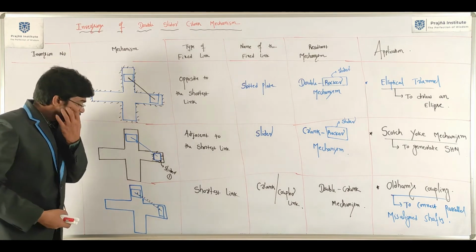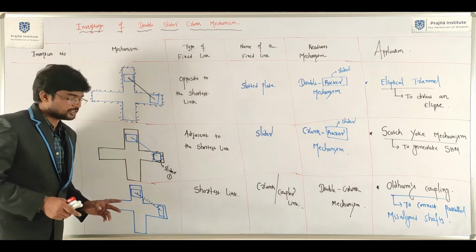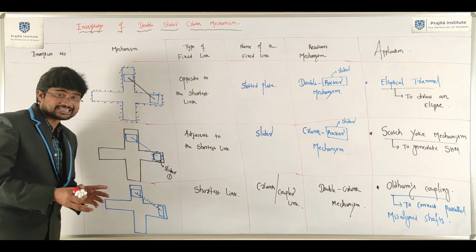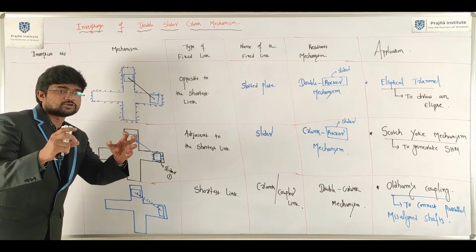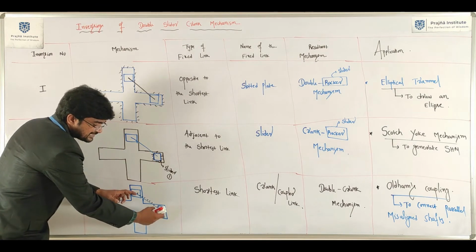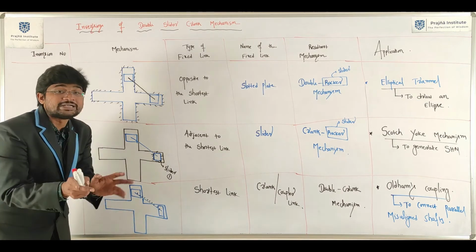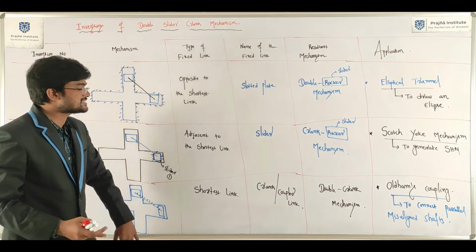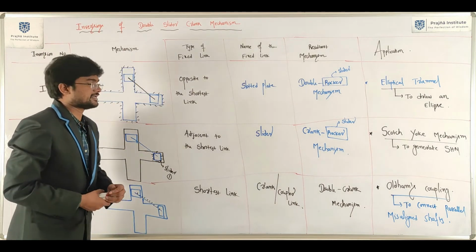Now these two sliders will rotate actually. These two sliders are nothing but two shafts. Now two shafts, two parallel misaligned shafts connected by Oldham's coupling. Two shafts will rotate. That means the resultant mechanism is a double crank mechanism.